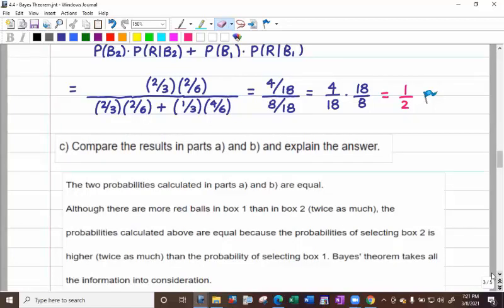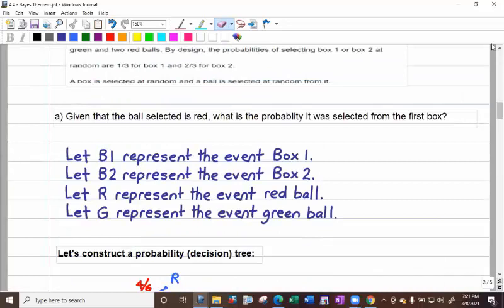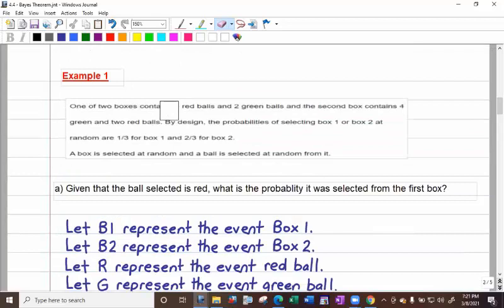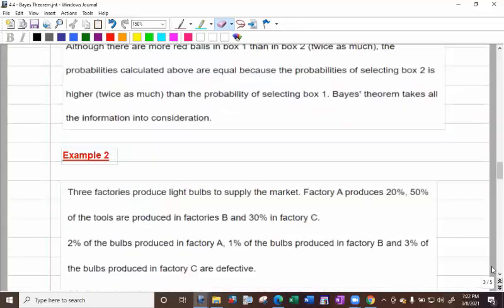But it's because I think there's more red in box 1. Box 1 has a lower probability of being chosen. And then you have fewer reds in box 2, but a higher chance of being chosen. But it all kind of ends up equaling out in this case to be 1/2, just kind of a coincidence.